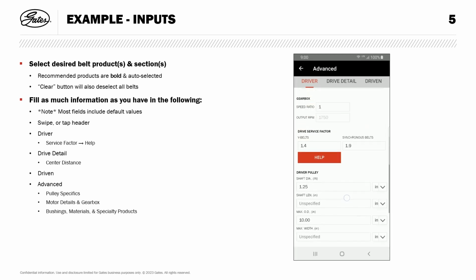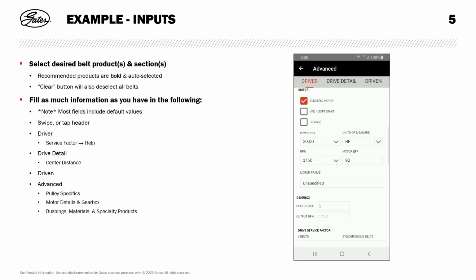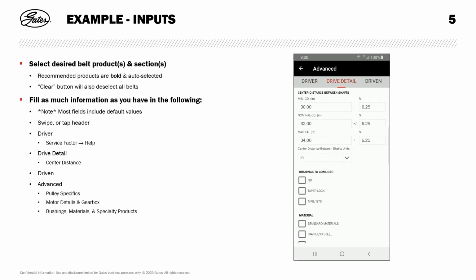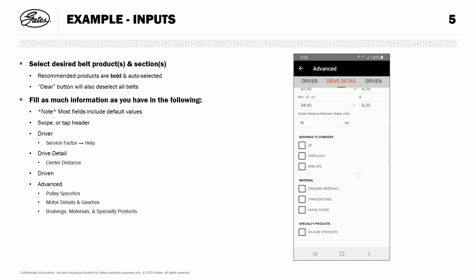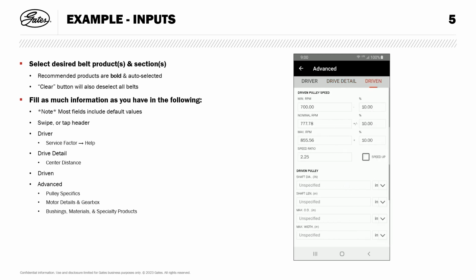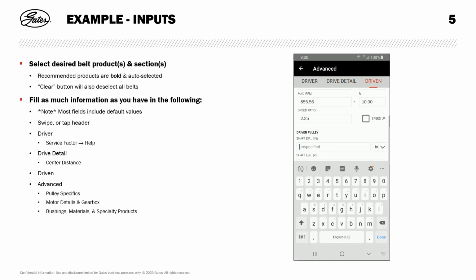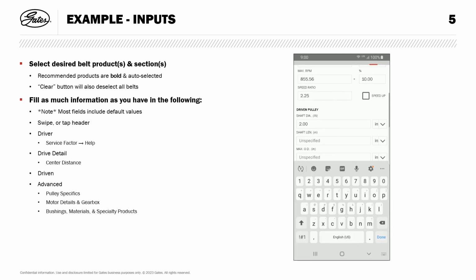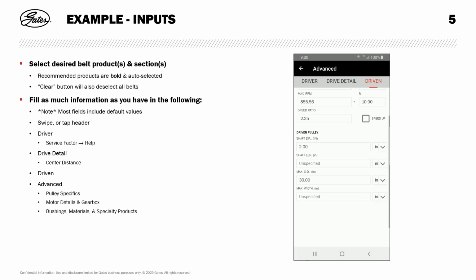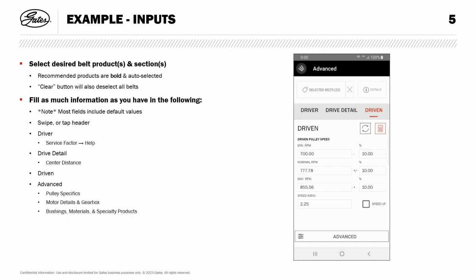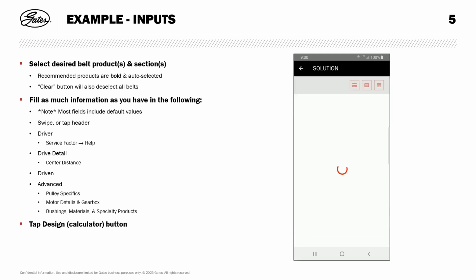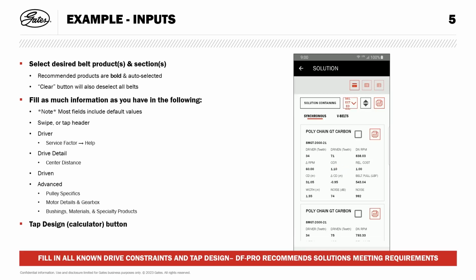I don't have a gearbox or any other motor details, so I'm going to swipe over to Drive Detail. Here, you can enter specifics related to the bushing and pulleys. I don't have anything to enter here, so I'll swipe again to Driven and enter the 2-inch shaft diameter and the 30-inch max driven pulley OD. I'm going to hit the back arrow, and then I'll tap the Design button, which looks like a calculator. Since I've filled in all my known drive constraints and tapped Design, DF Pro is going to recommend solutions meeting my requirements.